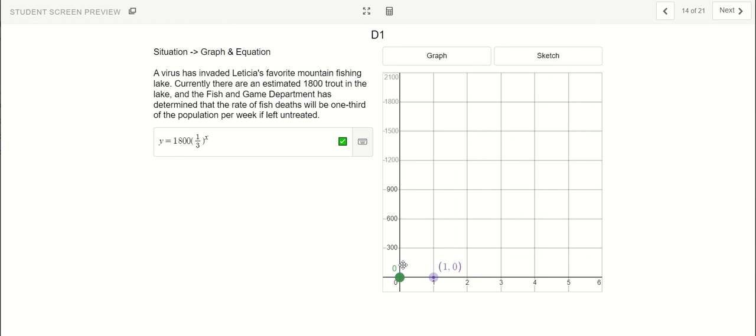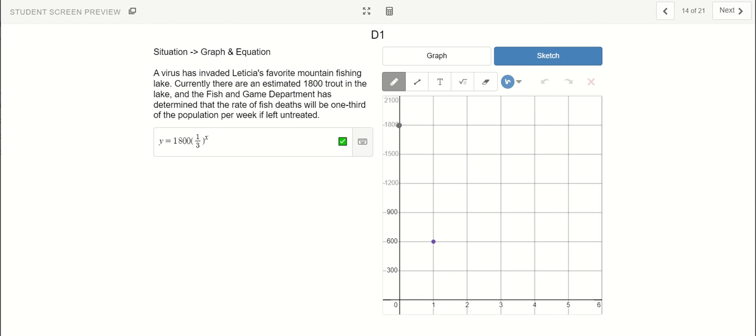So for my sketch, I'm starting with 1,800 fish. And after the first week, I have 1/3 of that left. So 1,800 divided by 3 is 600. So when I sketch my graph, it's going to go through these points, and it's going to start to bend and curve like this. Okay.